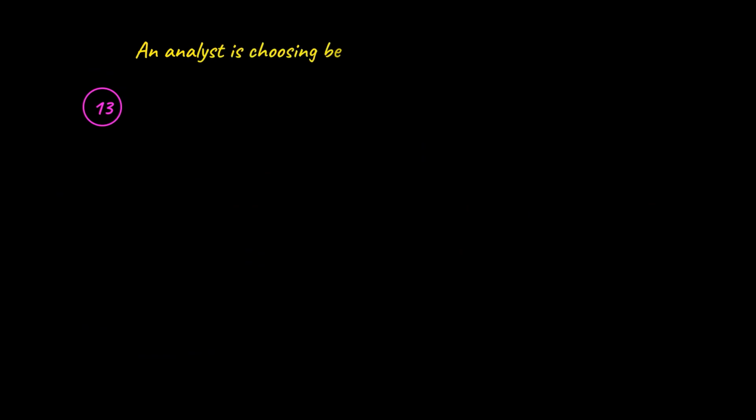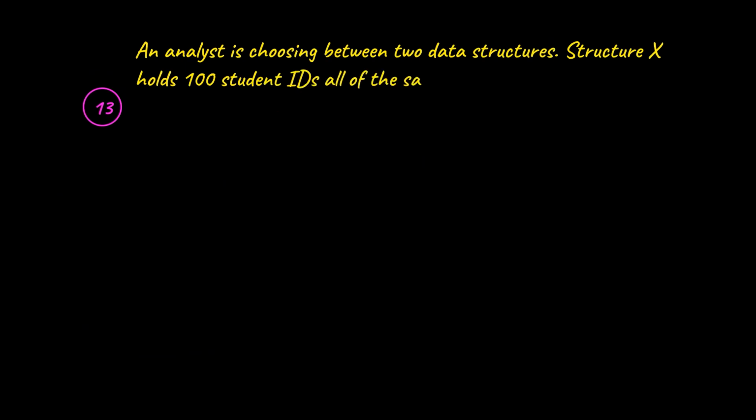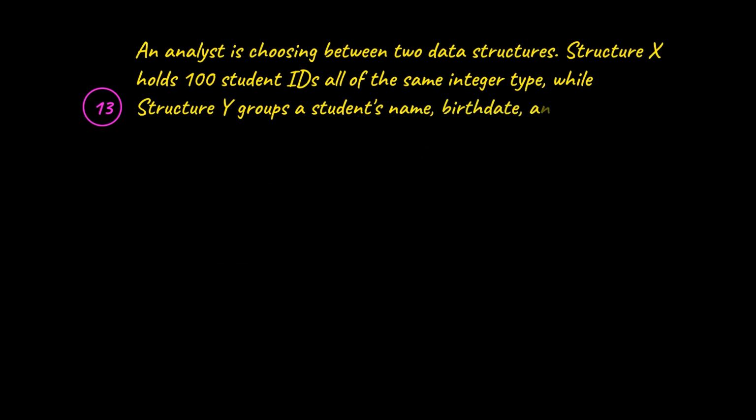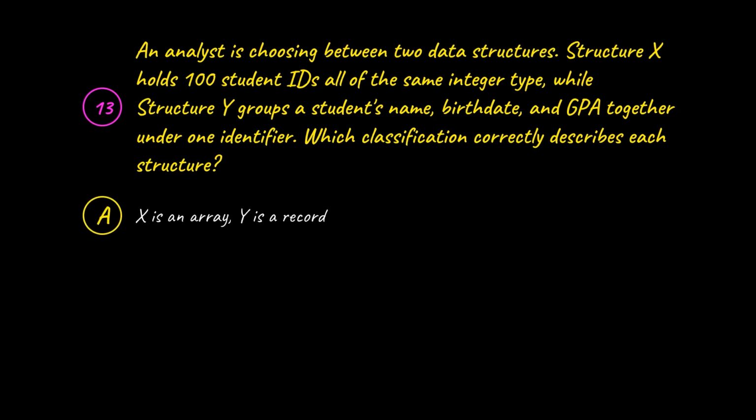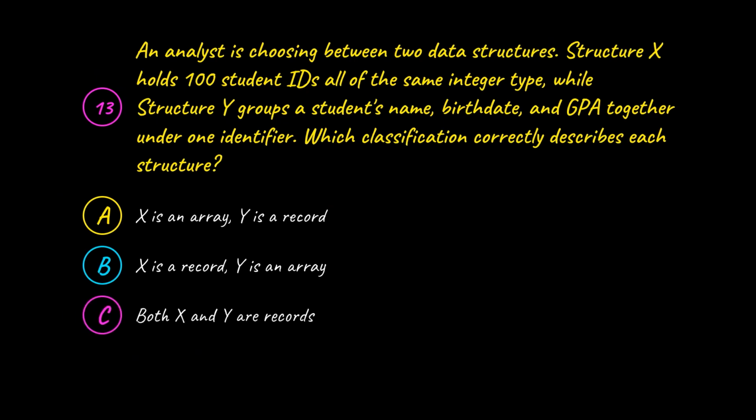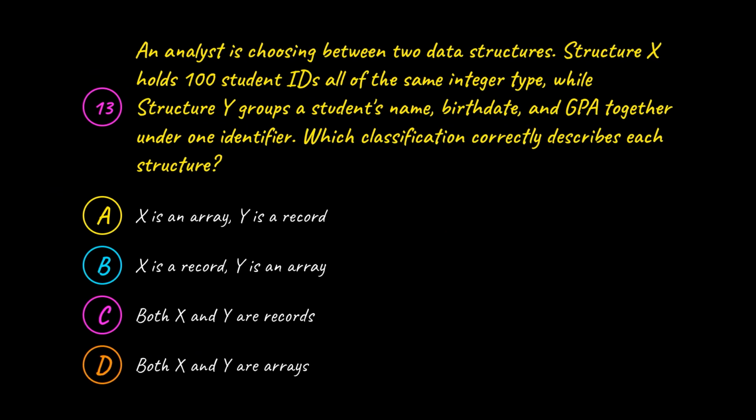Question 13. An analyst is choosing between two data structures. Structure X holds 100 student IDs, all of the same integer type, while structure Y groups a student's name, birth date, and GPA together under one identifier. Which classification correctly describes each structure? Your options are A. X is an array, Y is a record. B. X is a record, Y is an array. C. Both X and Y are records. D. Both X and Y are arrays. Pick one. Trust your gut. Here's your chance to test yourself.